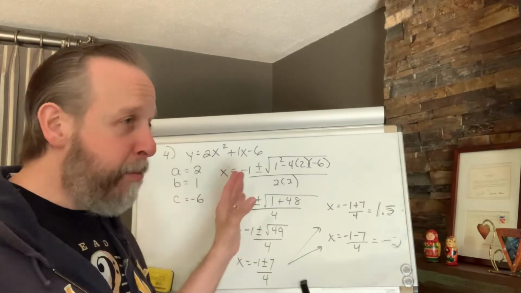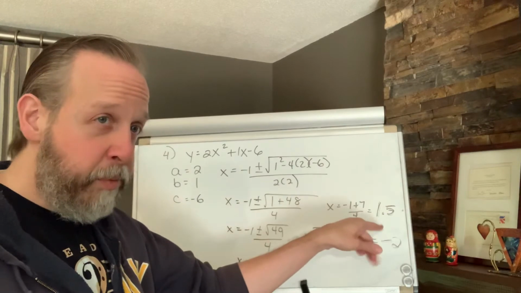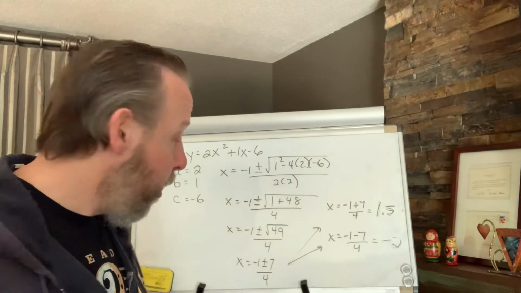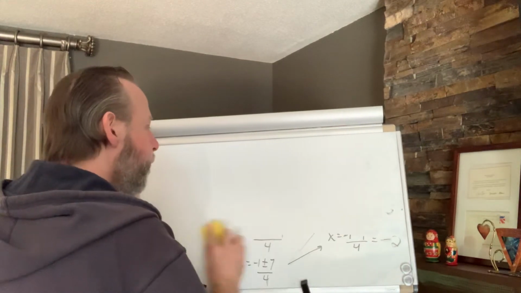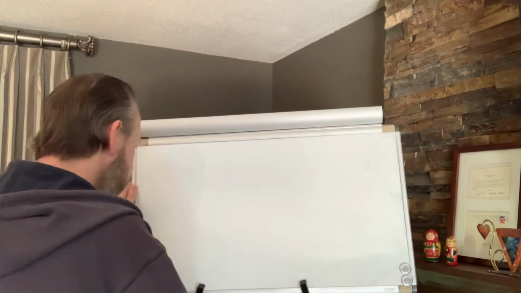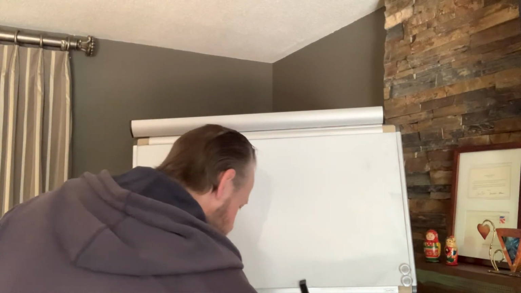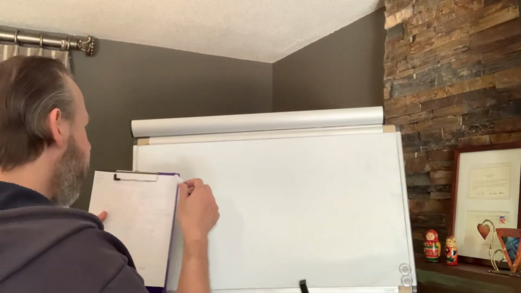That means that this parabola would cross through the x-axis at two locations, when x is 1 1/2 and also when x is -2. Okay, next problem coming right up. Let's go to blue because our black is shot. Number 5.